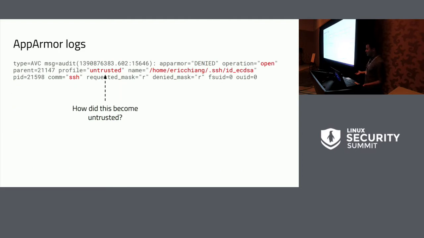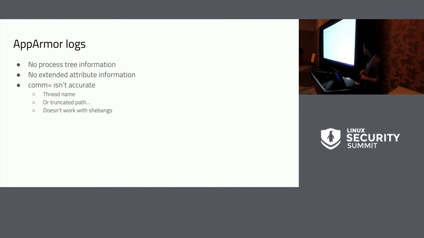So the next question is, how did this become untrusted? And this context doesn't give us enough information. There's no process tree information, no extended attribute information, and comm sucks. For anyone who's tried to do this, you learn very quickly comm is the thread name, which random binaries can set to whatever. We had a fun case where a single shared library was being loaded into everything, setting the comm name, and then all of our violations were for this one shared library.